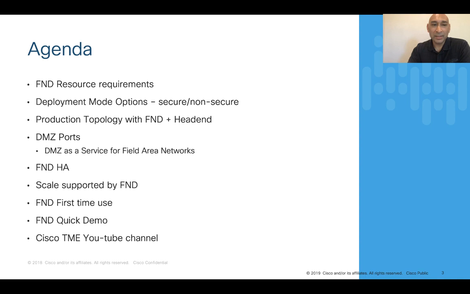We'll take a look at the production topology with the head end and the components of the head end. We'll look at what ports need to be opened at the DMZ. Brief look at the FND HA architecture, the scale that is supported by FND today. We'll also share some tidbits about first-time usage. And then we'll take a quick look at the FND UI. We'll just go through the menu items.